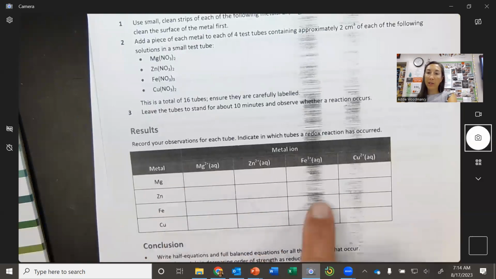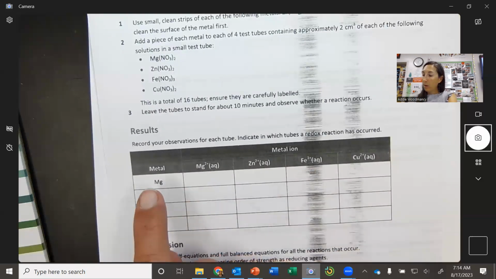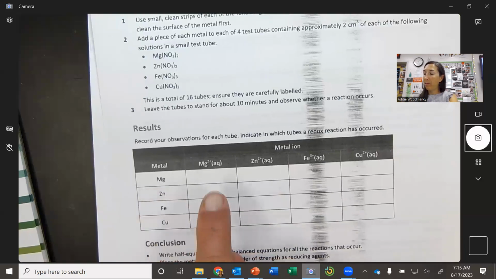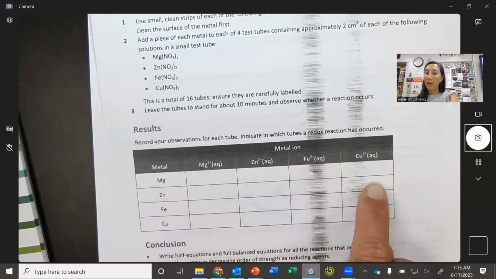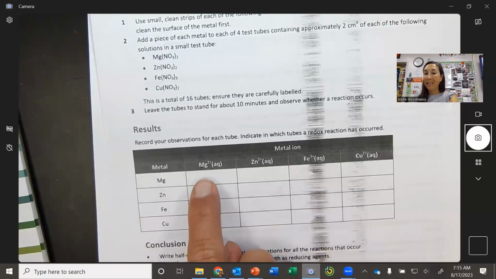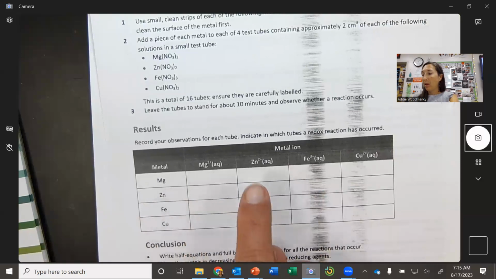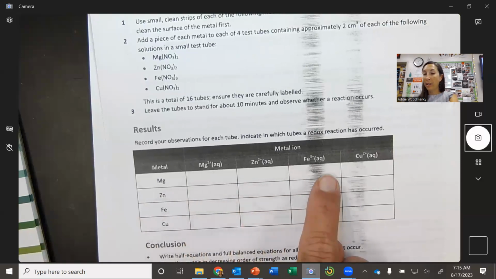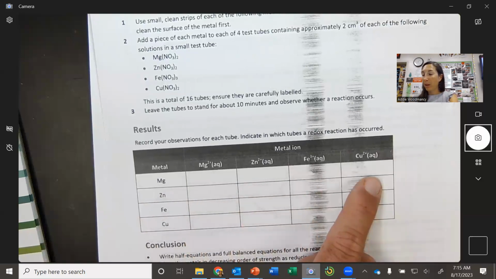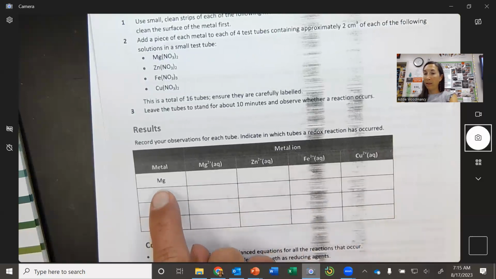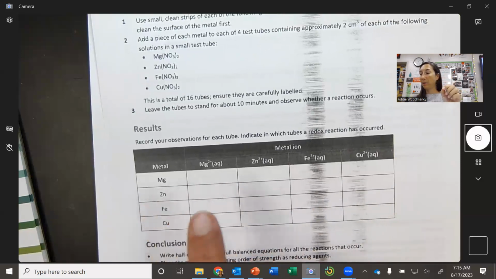If you flip the page, these are the chemical reactions you're going to be observing. The person or the group doing the magnesium metal, you're going to take this magnesium metal and put it in 4 different test tubes. The 4 test tubes have magnesium nitrate in one of them, zinc nitrate in another, iron nitrate, and then copper nitrate. So this group is literally just dropping a piece of magnesium in 4 test tubes and watching what happens. Like I said, it's not complicated at all.